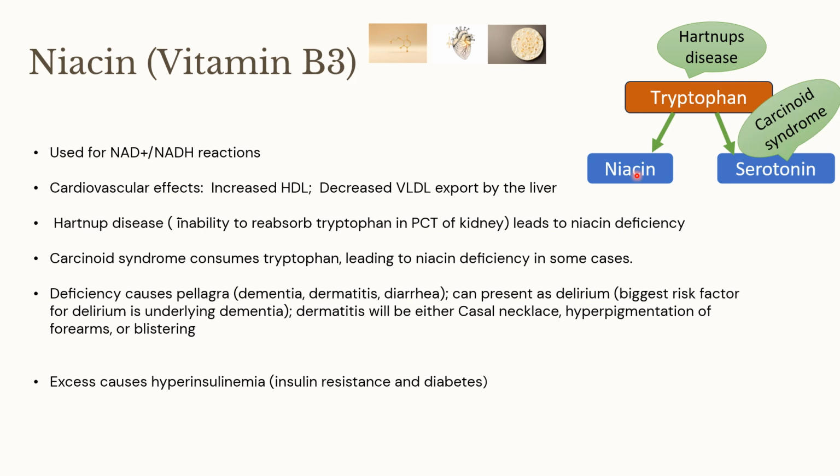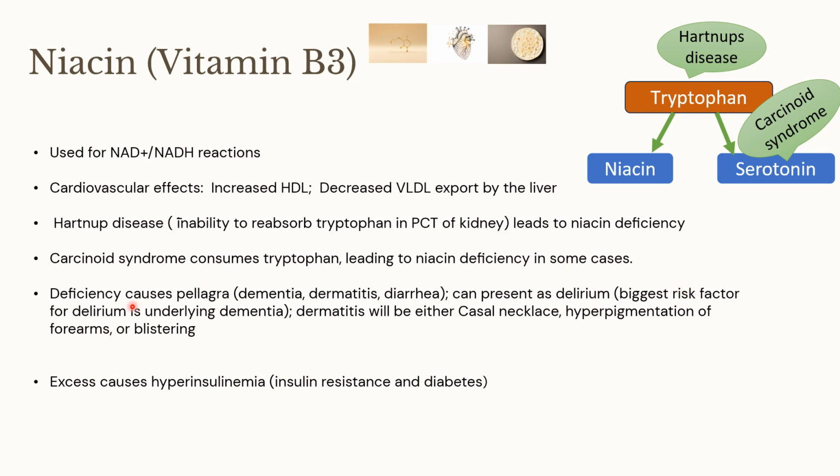Similarly, carcinoid syndrome will also consume tryptophan, leading to niacin deficiency. This is because tryptophan will have to get converted to serotonin, which is lost in carcinoid syndrome, and less tryptophan will be available for niacin formation. In this way, both Hartnup disease and carcinoid syndrome can result in niacin deficiency. The deficiency will result in three important Ds, that is dementia, dermatitis and diarrhea. It can also present as delirium.